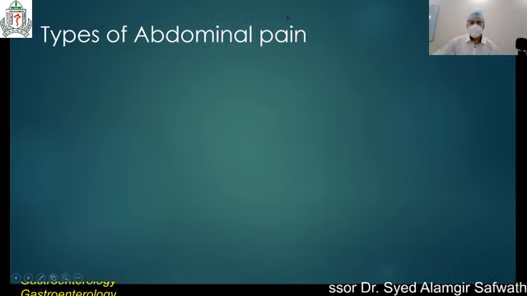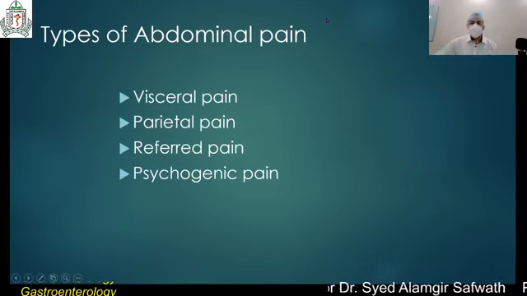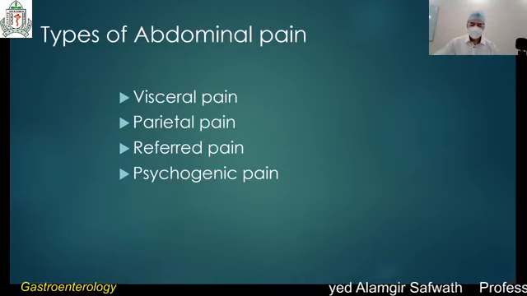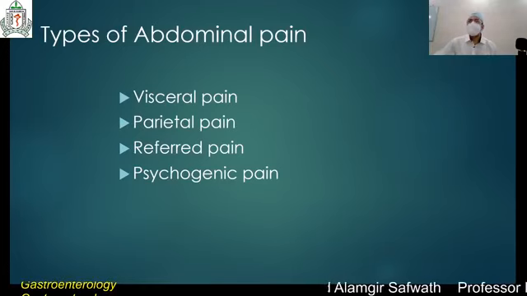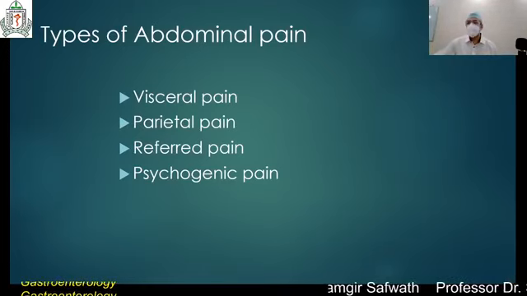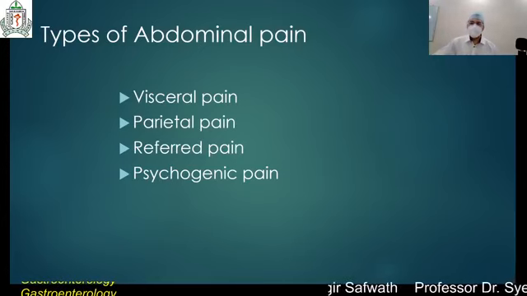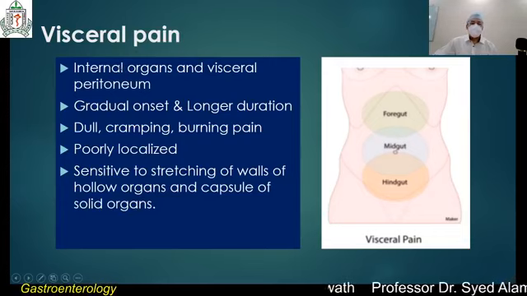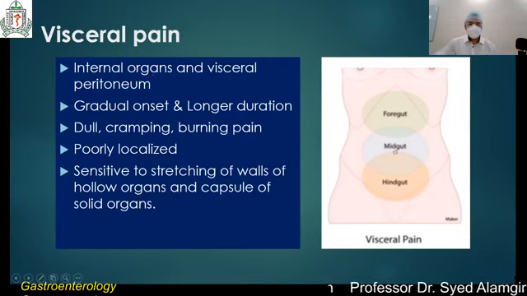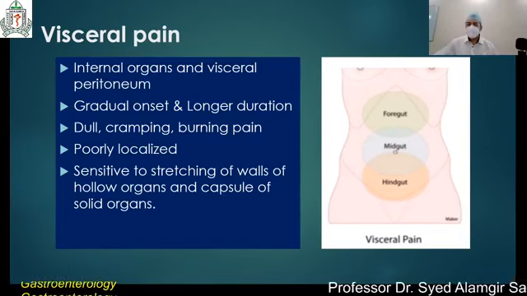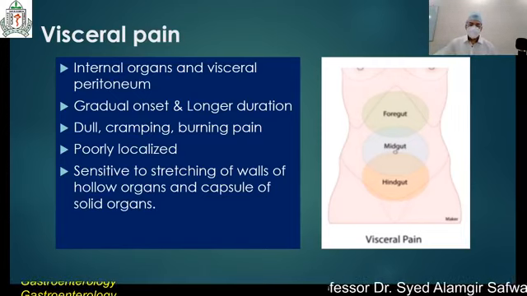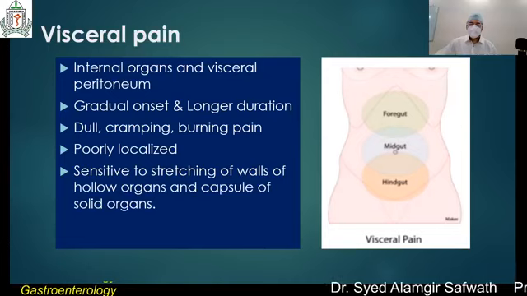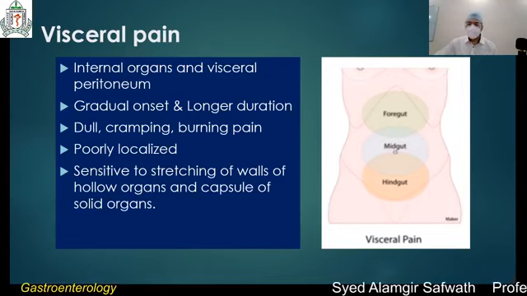Abdominal pain is of several types. They are visceral pain, parietal pain, referred pain, and psychogenic pain. Visceral pain, the name itself defines that the pain is arising from the viscera, as well as the visceral peritoneum. Visceral pain comes from internal organs and visceral peritoneum. It is gradual in onset and longer in duration. It is a dull pain, cramping or burning in nature, and it is poorly localized.